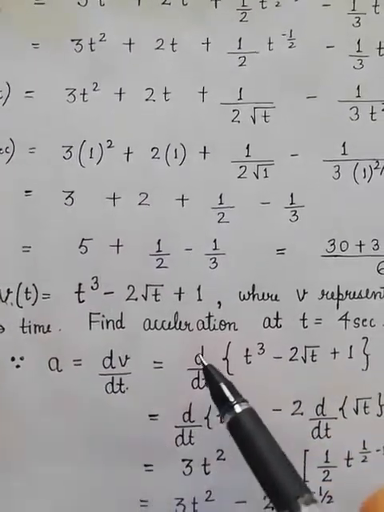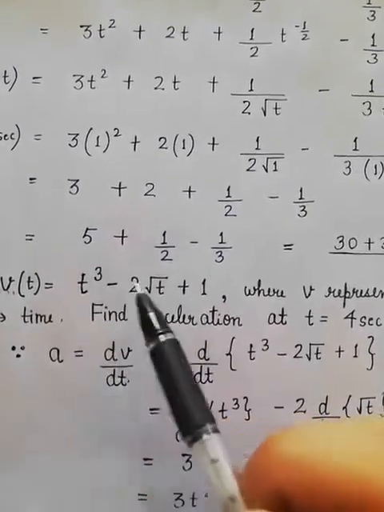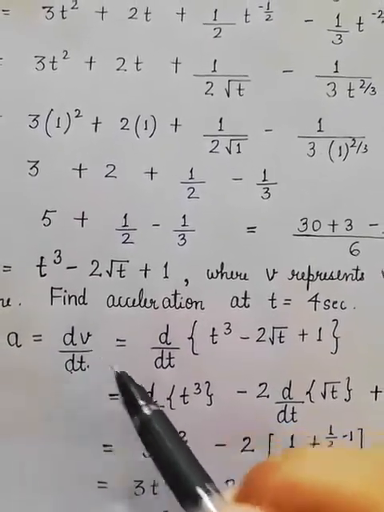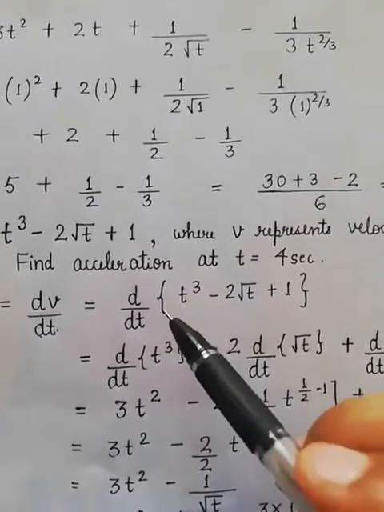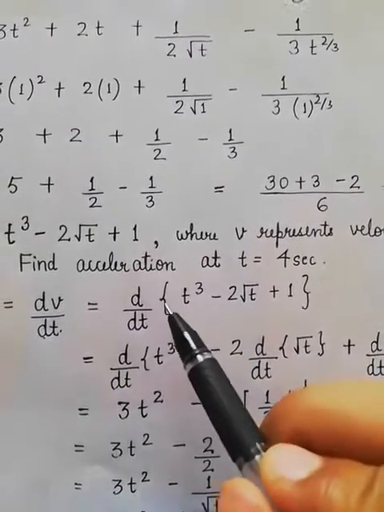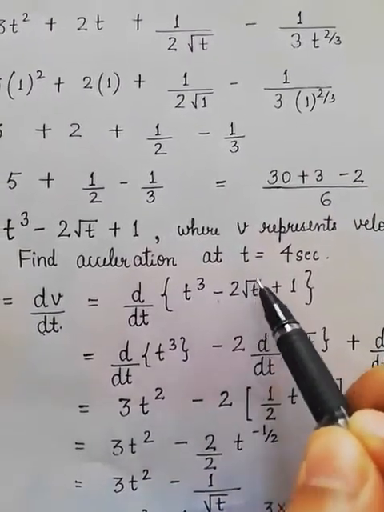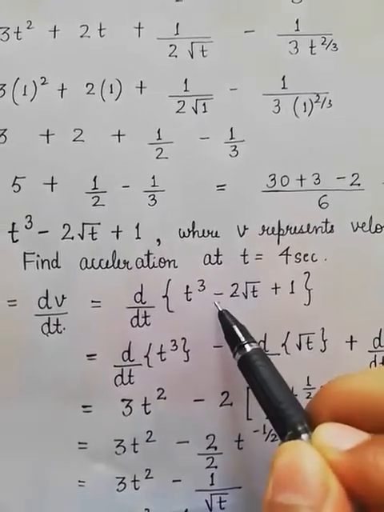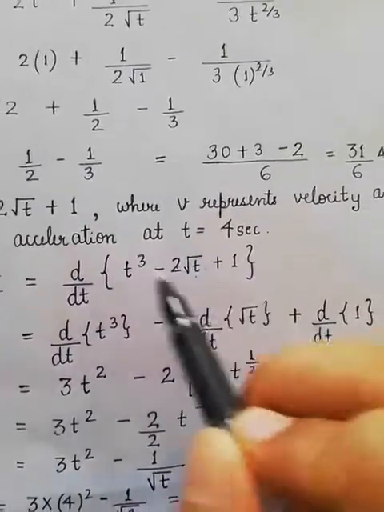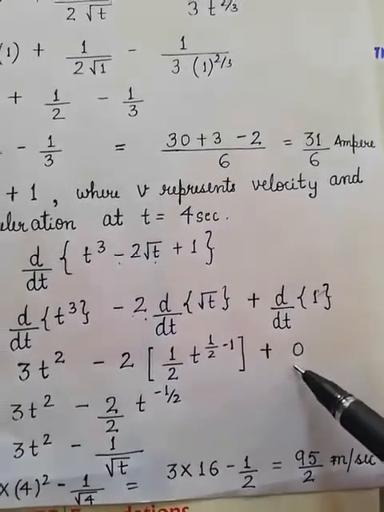So dv/dt, that means d/dt of the velocity, this function t³ − 2√t + 1. Now put the value of v here. Now apply the identity for differentiation. Here the operations involve a subtraction and addition, so you apply the linear identity. That means first do the differentiation of this term minus differentiation of this term. Of course the constant comes outside, 2 comes outside. Do the differentiation of √t, plus differentiation of this one which is a constant, and differentiation of a constant is 0, so this will give you 0.